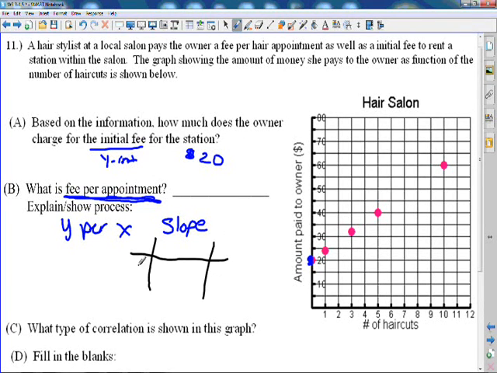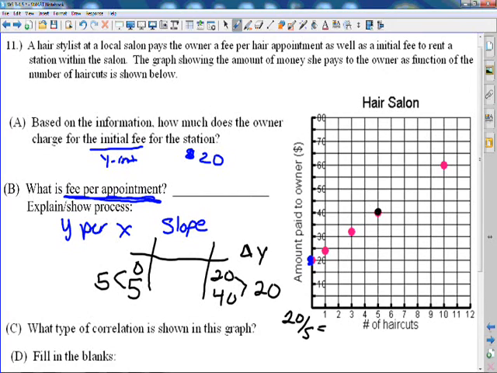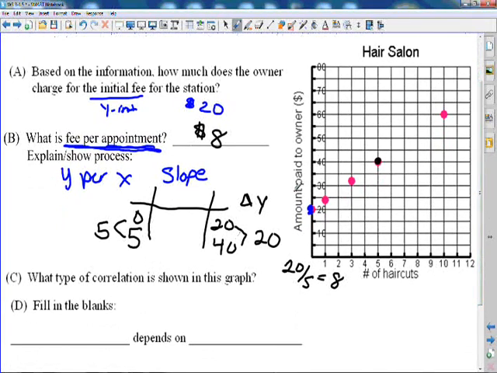I've got 0 and 20, because sometimes the graphs are hard to read. What about, I'll take this point right here: 5 and 40. Well, if it's the slope, let's do delta y over delta x. Delta y, the change in y, is 20. The change in x is 5. 20 over 5 is 8. $8 per haircut.